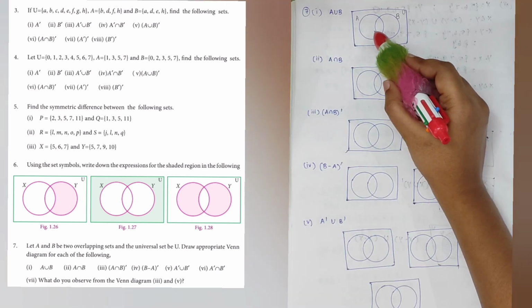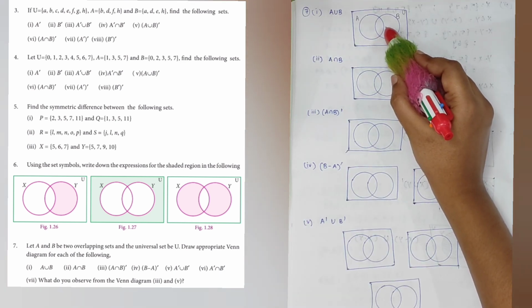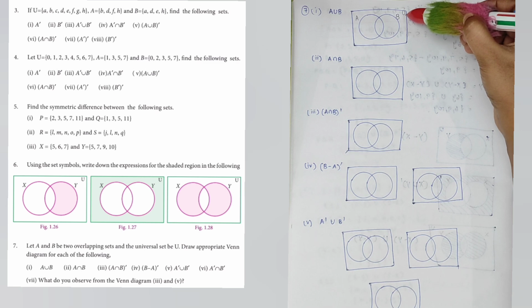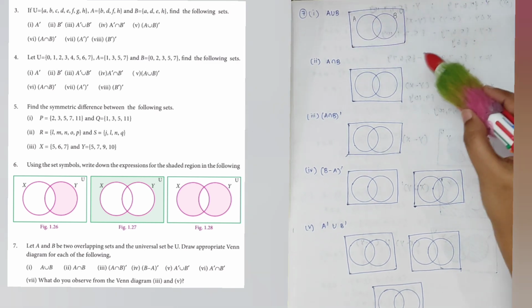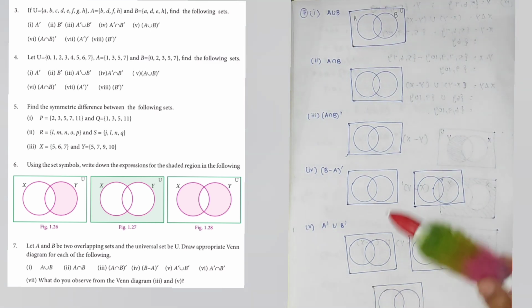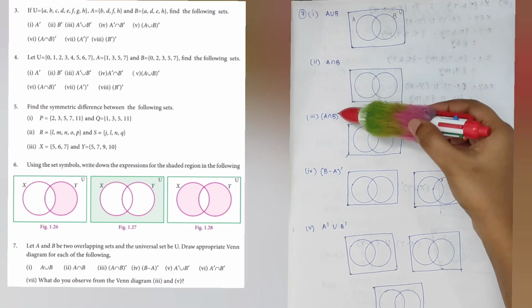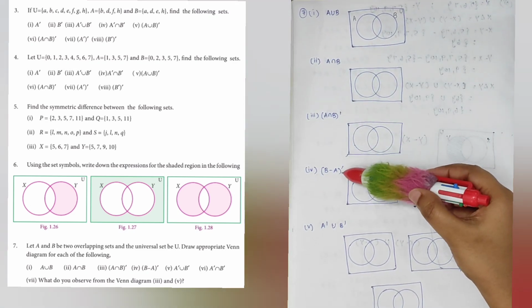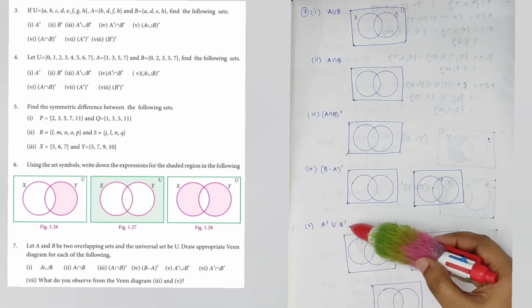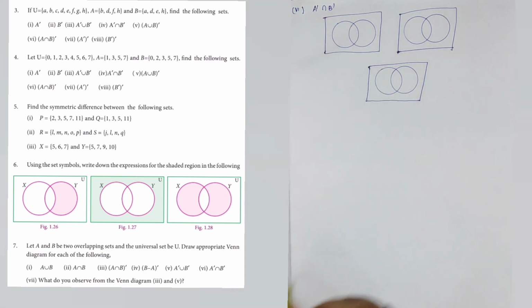Now look at the seventh question. Let A and B be two overlapping sets and the universal set be U. Draw appropriate Venn diagram for each of the following. So we have to draw the Venn diagram for A union B, A intersection B, A intersection B the whole complement, B minus A the whole complement, A complement union B complement, and A complement intersection B complement.